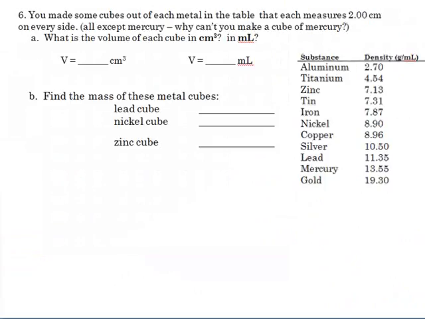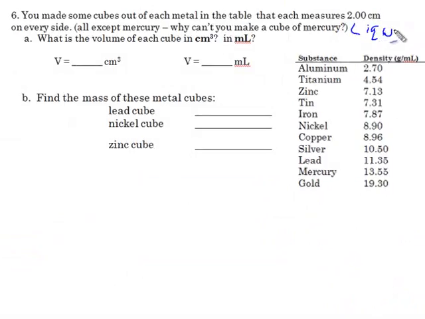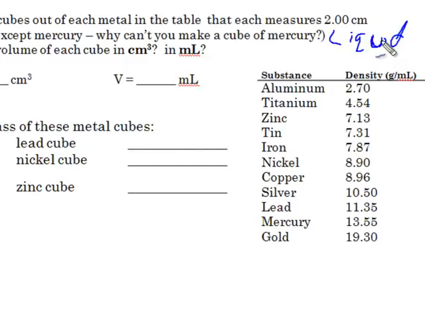Alright, for question 6, it says we have some cubes made out of each metal, and they measure 2 centimeters on every side, except mercury. Why can't you make a cube of mercury? I bet you know the answer to this, and that's because it is a liquid, unless you got it really, really cold and got it to freeze. Okay, so what's the volume of each cube in centimeters cubed?